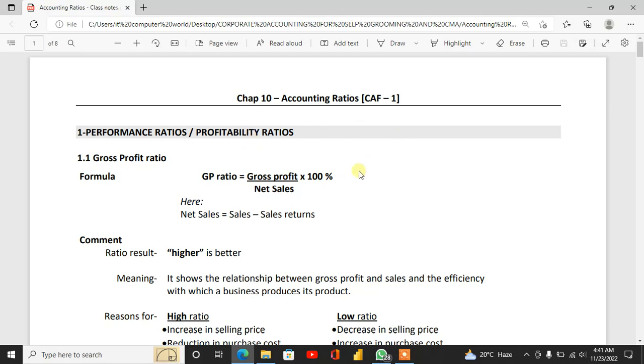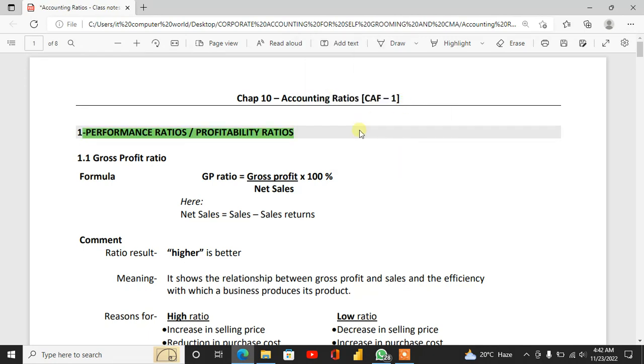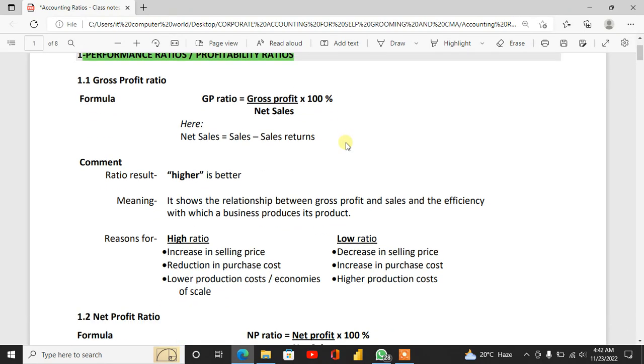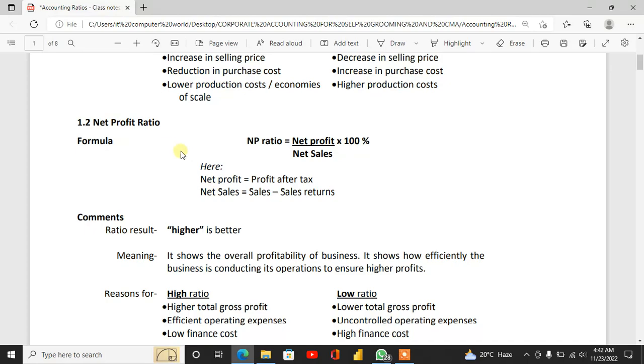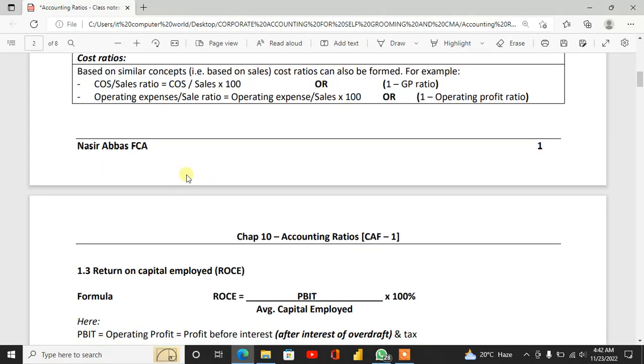Accounting ratios are divided into four categories. Number one, performance ratios or profitability ratios, as it is written here. You can see in the title. I am going to highlight it. Coming down, scrolling down the mouse, you can see the gross profit ratio. This is the gross profit ratio, and the second is the net profit ratio. These are all performance ratios or profitability ratios.